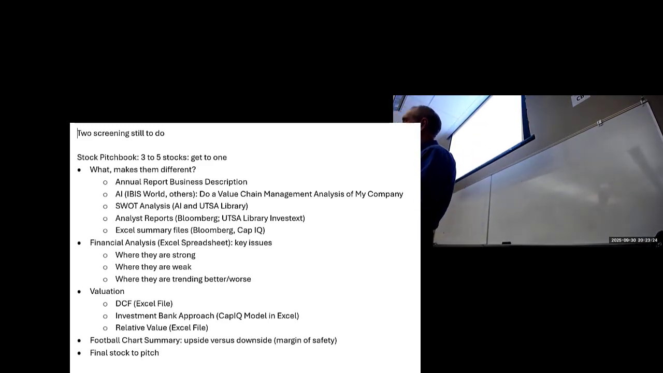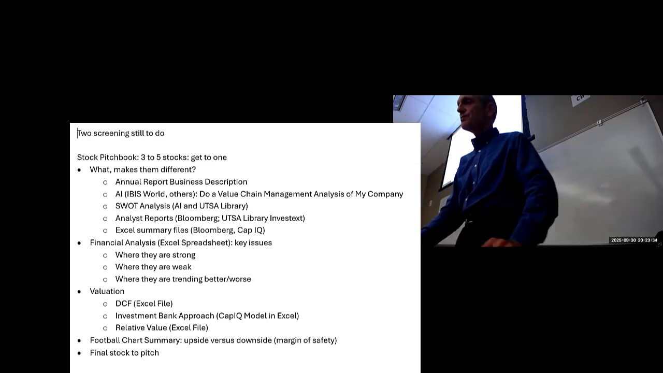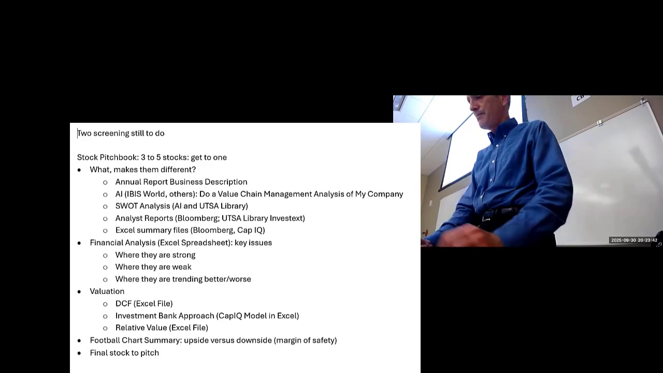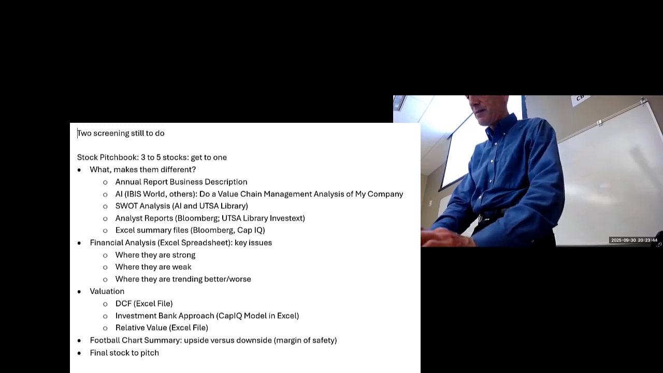So you have 3 or 4 stocks. You can look at those football charts. And you're going to look at your ranges on your valuations. You're going to make a decision. This is a stock I want to push. So you want to get real quickly through this analysis. This is high level. So you can try to get down to your final stock to pitch.